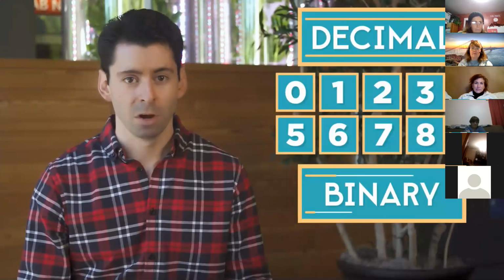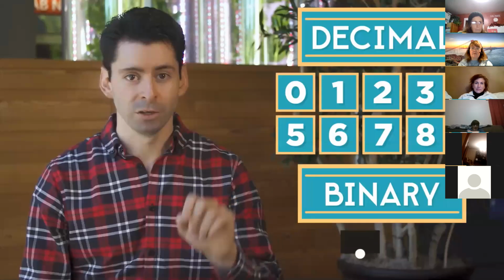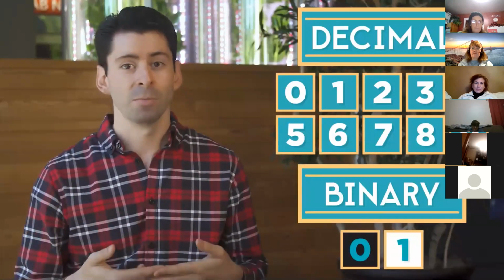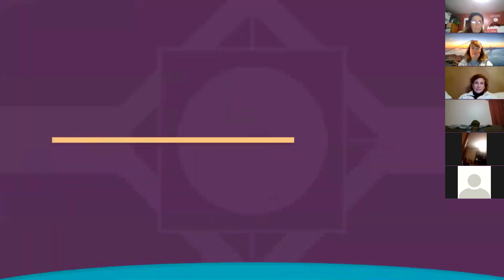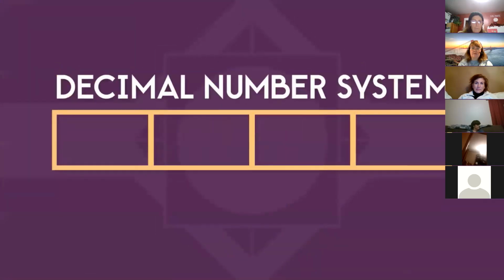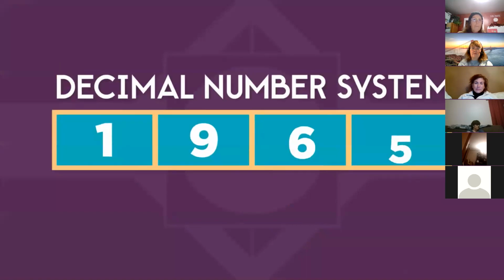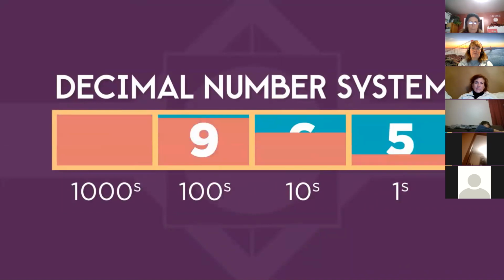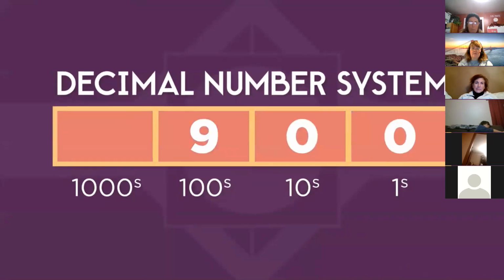In the decimal number system, we have 10 digits from 0 to 9, and that's how we've all learned to count. In the binary number system, we only have 2 digits, 0 and 1. With these 2 digits, we can count up to any number. Here's how this works. In the decimal number system we're all used to, each position in a number has a different value. There's the 1 position, the 10 position, the 100 position, and so on. For example, a 9 in the 100 position is a 900.